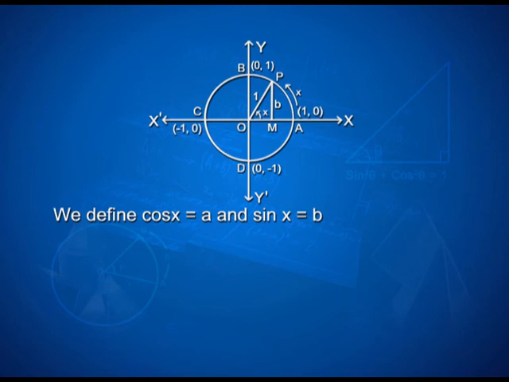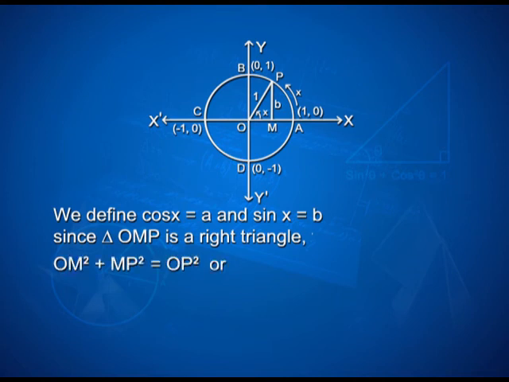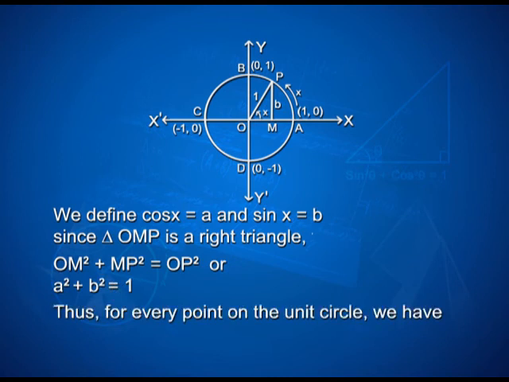In the figure, since triangle OMP is a right triangle, we have OM square plus MP square is equal to OP square, or a square plus b square is equal to 1. Thus, for every point on the unit circle, we have a square plus b square is equal to 1, or cos square x plus sin square x is equal to 1.